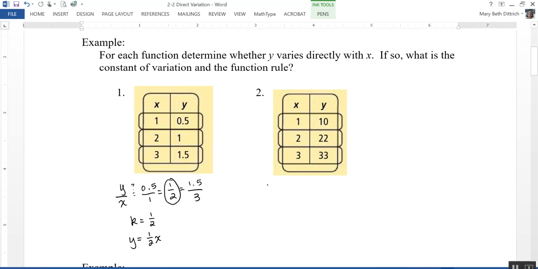Let's take a look at number 2 here. Again, is y over x a constant? Is 10 over 1 equal to 22 over 2? I'm going to stop right there because it is not, because 10 is not equal to 11. So no, this is not direct variation. Y over x is not constant. In other words, that ratio of y divided by x has to be the same for every set of ordered pairs.